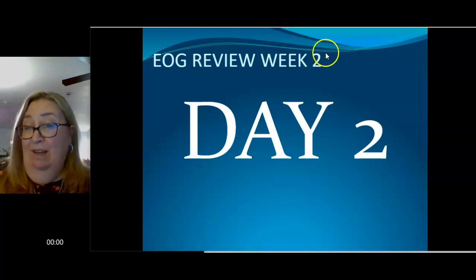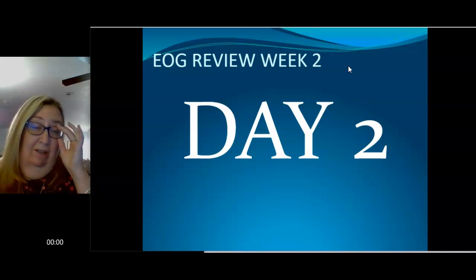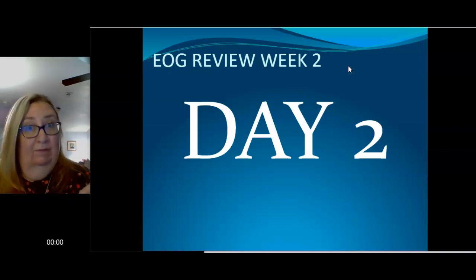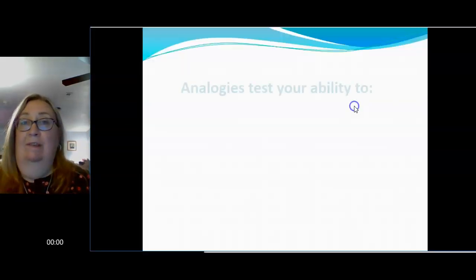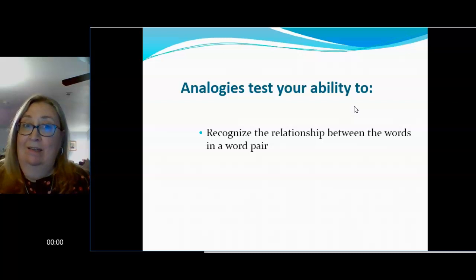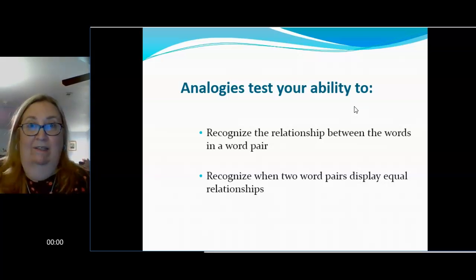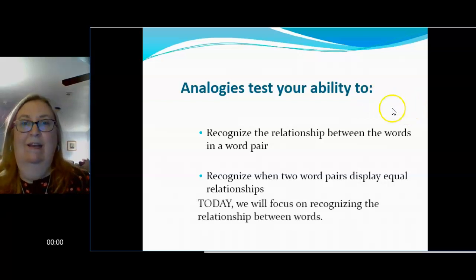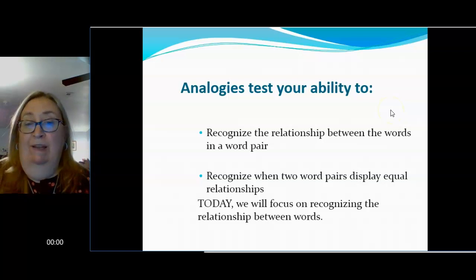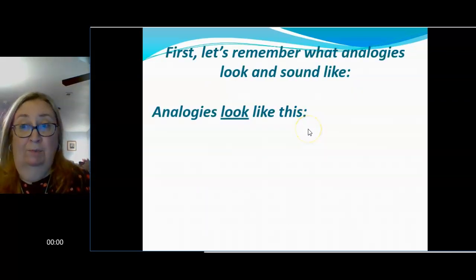We are going to continue with analogies, and we're still looking at finding relationships between the words in analogies today. But we're going to look at different types of relationships. Let's just remember really quickly that analogies test your ability to recognize those relationships between words and to recognize when two words display equal relationships. We're going to get to that this week, not today. Today we're still going to work on recognizing the relationships between the words and figuring out what kind of relationship it is.